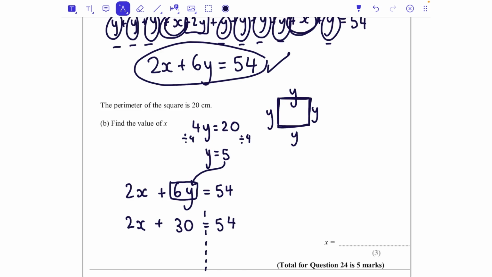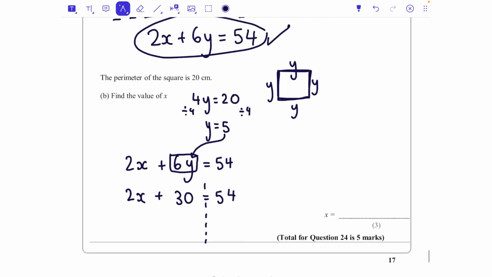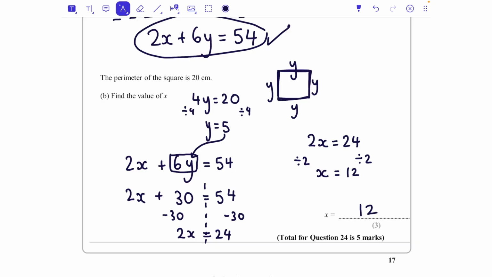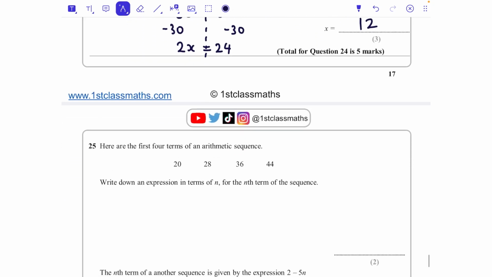Think about solving our equation. Again, we're going to do the same thing to both sides. So I'm going to take the 30 away to get rid of it. I'm trying to just get the x on its own. So that leaves me with 2x equals 24. And if 2 lots of x is 24, I'm going to divide both sides by 2 to just get 1 lot of x, and that would be 12. And that was 5 marks.